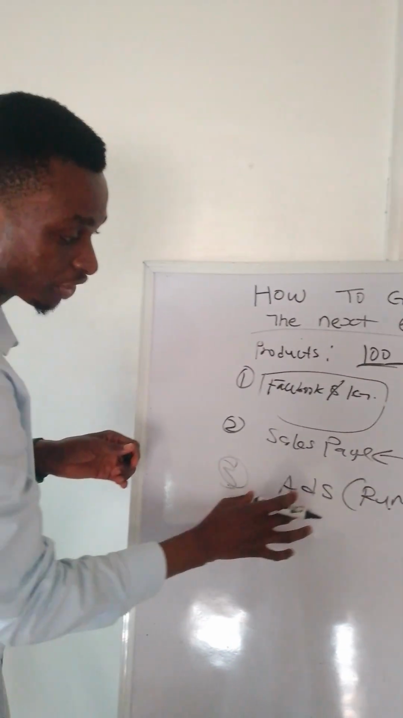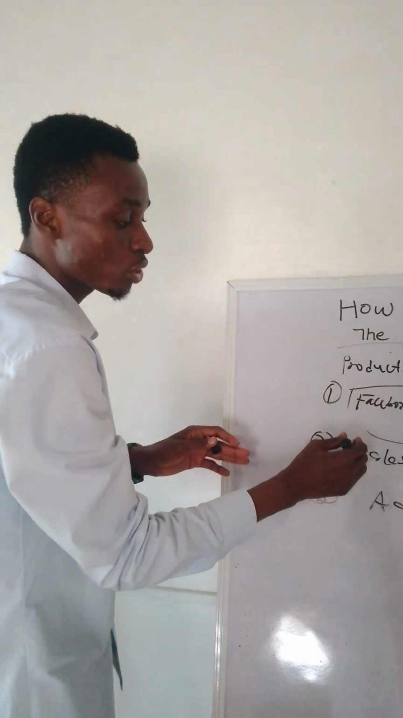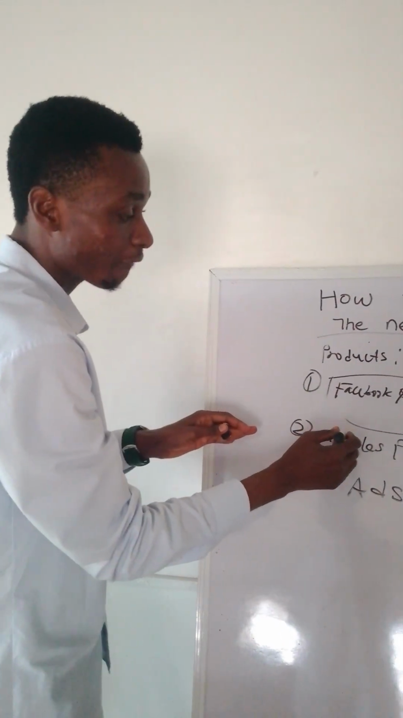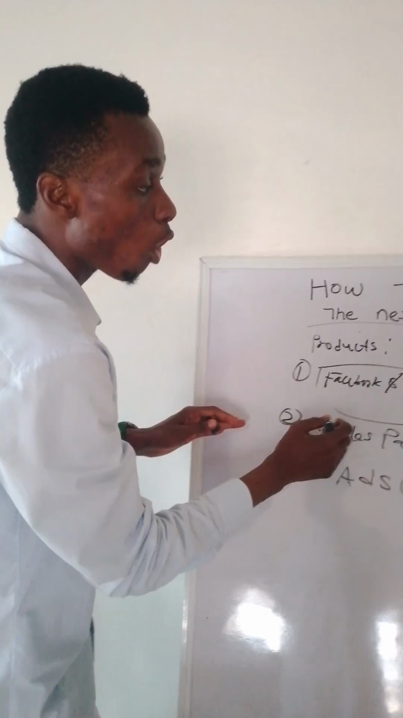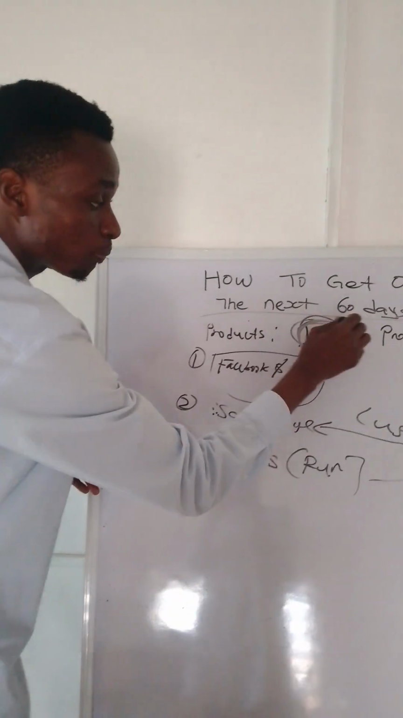So this Facebook advert or Instagram advert pulls people to come and see what you have on this sales page. From this sales page, they can now order your product. That's how you can sell your 100 products this month.